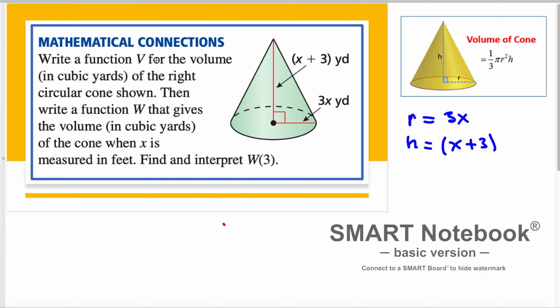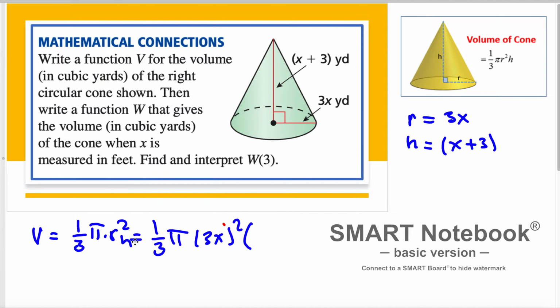But now, let me write the volume here. The volume is in cubic yards. So let me write the formula, pi times r squared, this is 1/3. Instead of the r squared, I'm writing 3x squared, and instead of the h, x plus 3. As I mentioned before, everything here is in cubic yards. So the units are cubic yards.